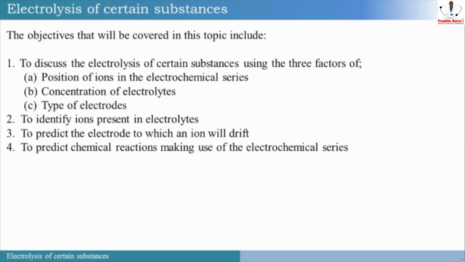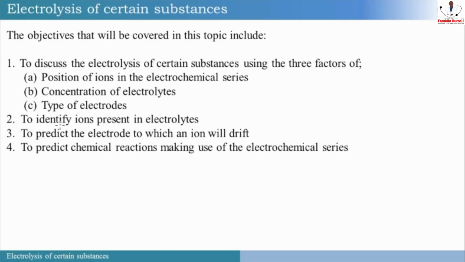Today's video, we will be looking at the electrolysis of certain substances. Now that we understand the basic principle behind electrolysis and some terms, we can go in more depth in looking at the electrolysis of various substances. The objectives covered in this topic include discussing the electrolysis of certain substances using three factors. These are position of ions in the electrochemical series, concentration of electrolytes, and the type of electrodes.